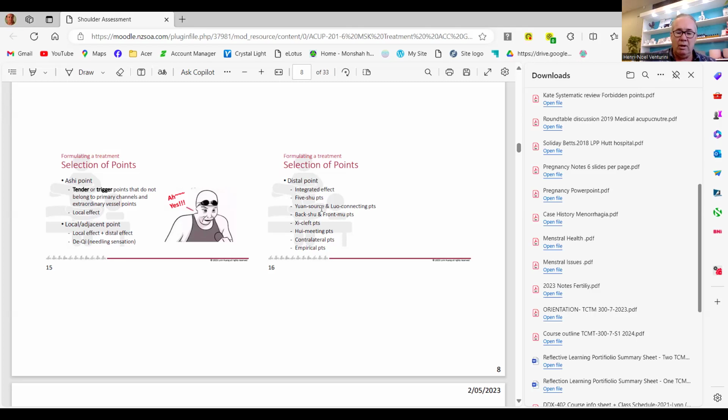Yuan source point. A yuan source point is the energy center of the particular channel. It's usually the third point along the yin channels. That's the one that carries the most qi, and that's the one you may be using to stimulate to increase the qi flow in the channel. Luo connecting point is a great point. If the qi is not moving and there's pain, you can use the luo point.